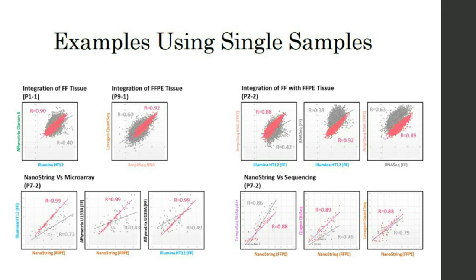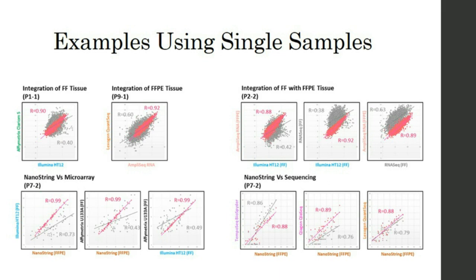So in this case, these are just plots of all the genes, or of the 7,000 genes represented in all the data sets, with one platform on one axis and a different platform on the other axis. The gray is the association before ComBat correction, and the pink is afterwards. And you can see the Pearson correlation R values there. So in this first example, we've compared Illumina HT12 with the Affymetrix Clariom S.